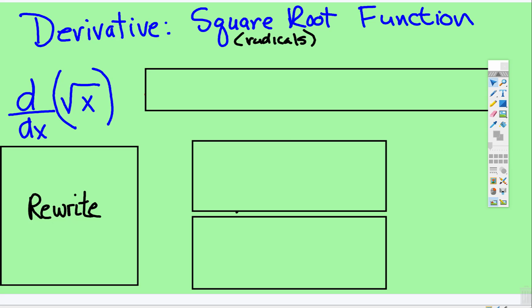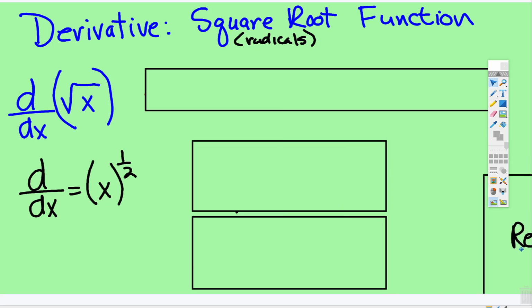Okay, now we're going to be working on the derivative rules for the square root function. But it's not just the square root function, it's any radicals. And it really is a version of the power rule. So it's not too bad if you remember that when you have a radical, rewrite it as a fractional exponent.